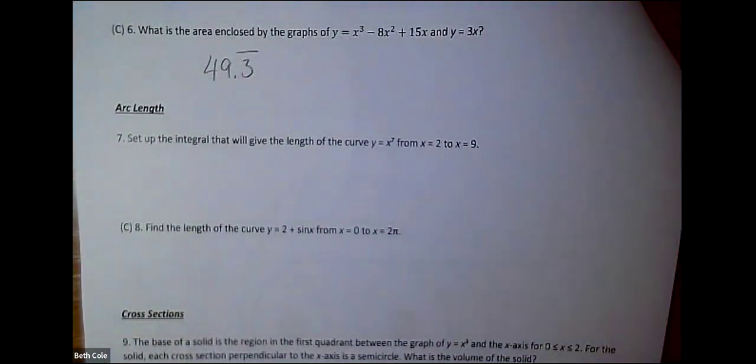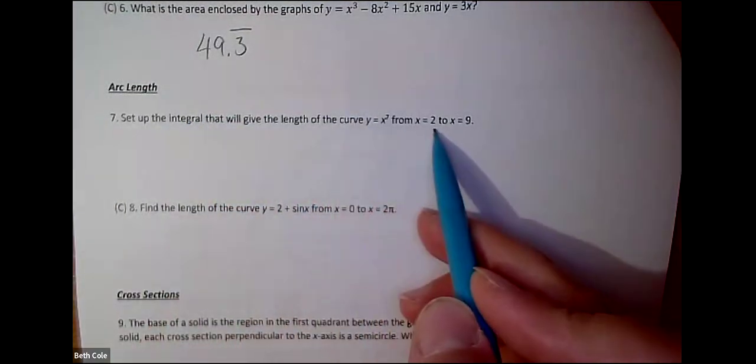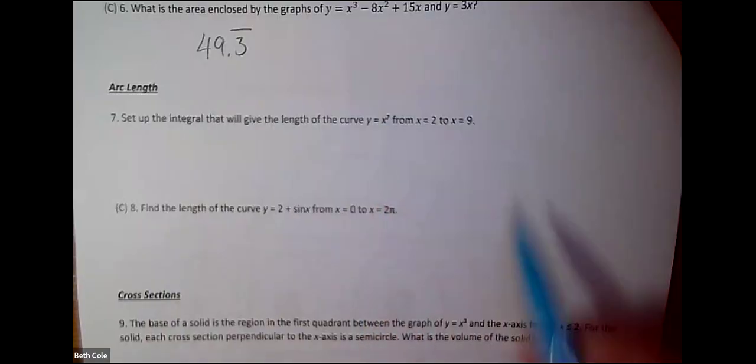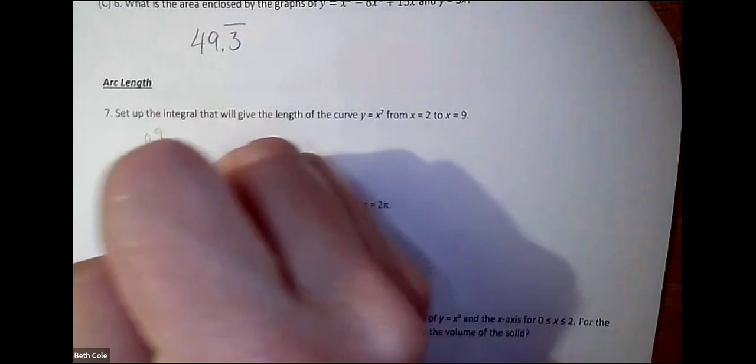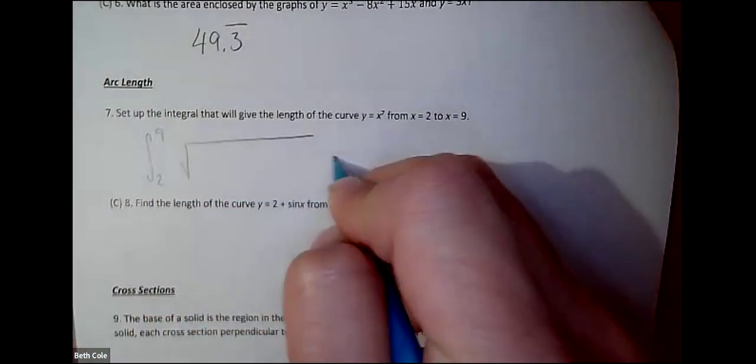All right, so that's done with areas. Now we're on to arc length. Set up, so we're not going to have to actually work it out. The integral that gives the length of the curve x to the 7th, from 2 to 9. So we're going to go from 2 to 9. It's going to be a big old square root.